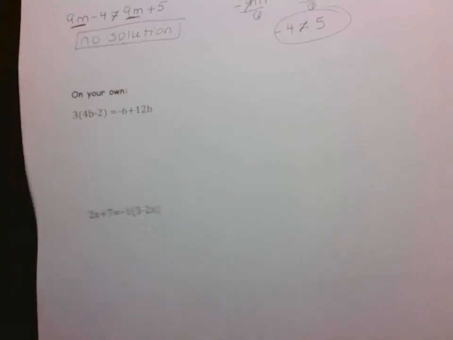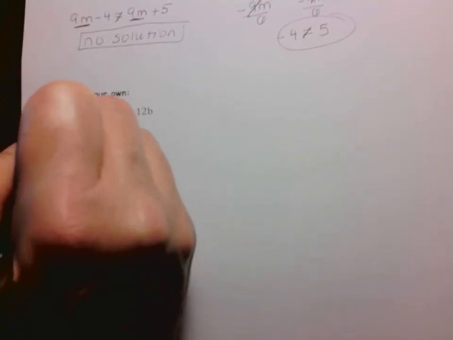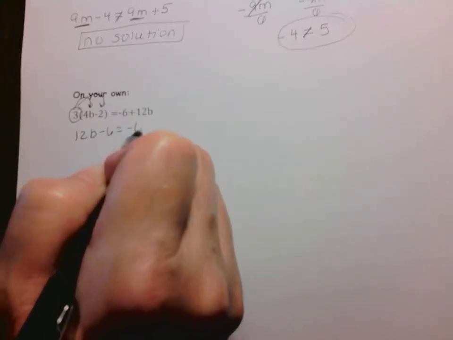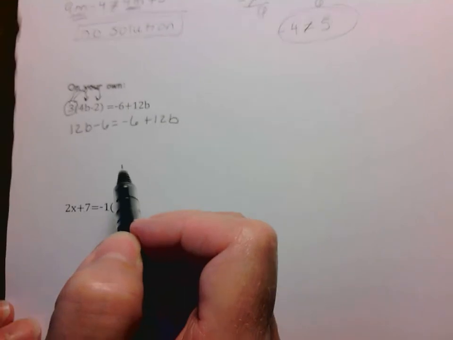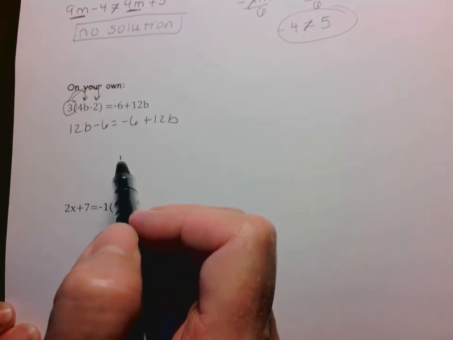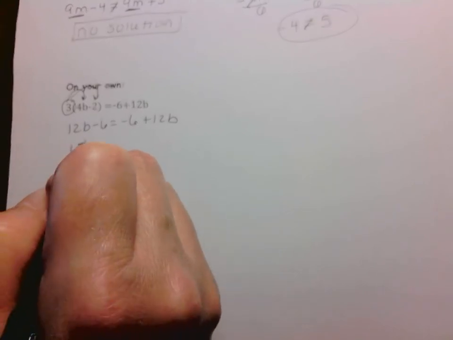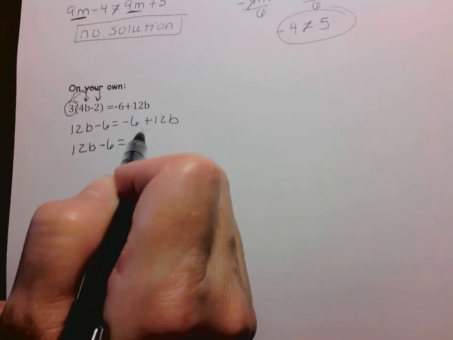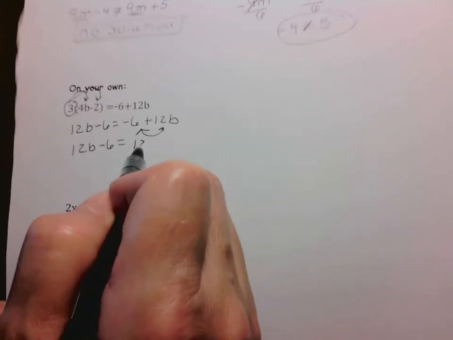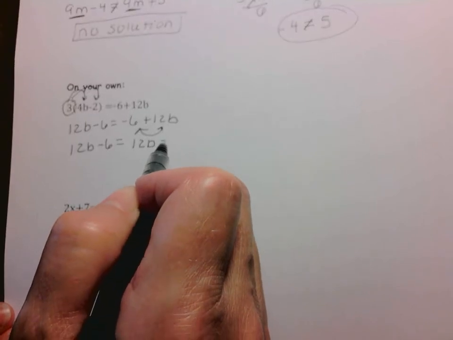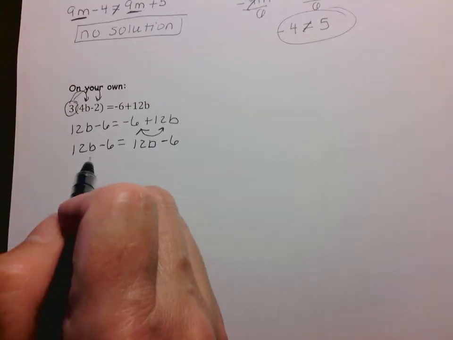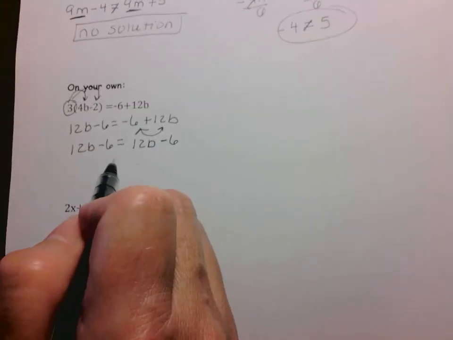Okay, and let me solve them for you. I'm going to go ahead and distribute out the 3. And I have 12b minus 6 equals negative 6 plus b. Let me go ahead and switch the order of these terms just so I can see it better. I have a positive 12b and a negative 6. And what do I have? 12b minus 6 equals 12b minus 6. So this is an identity.